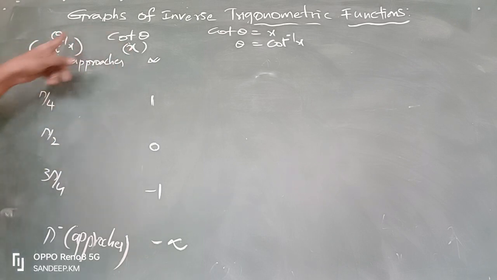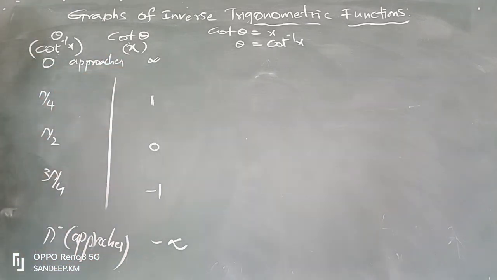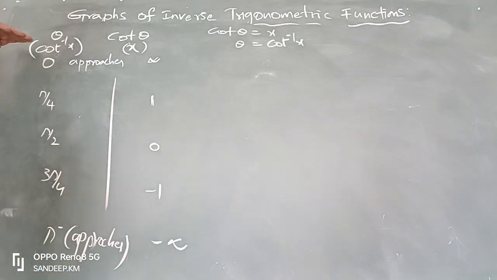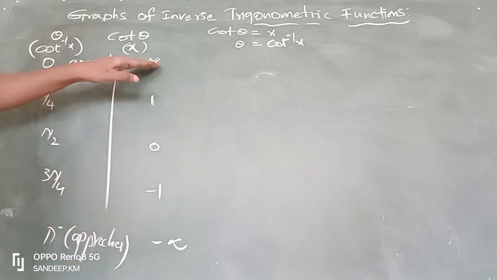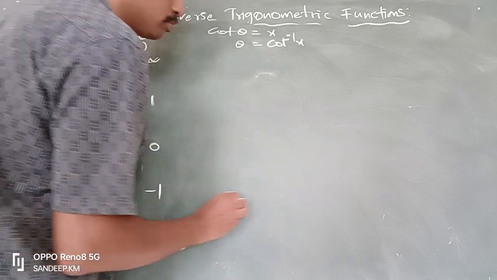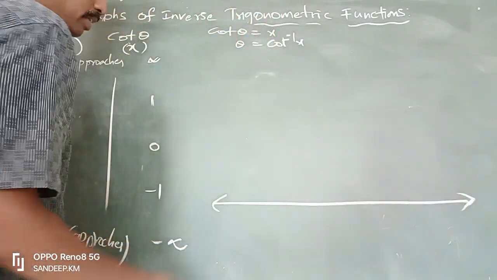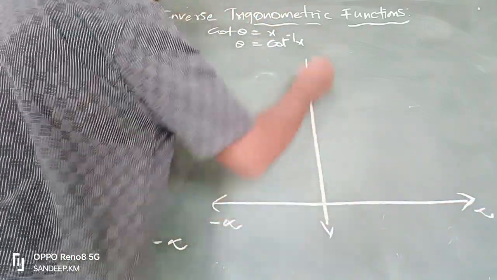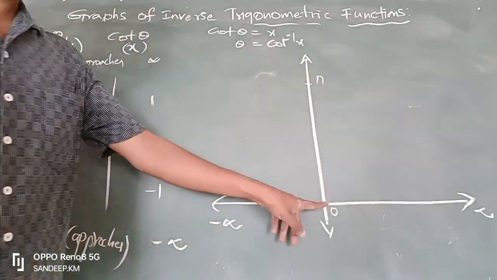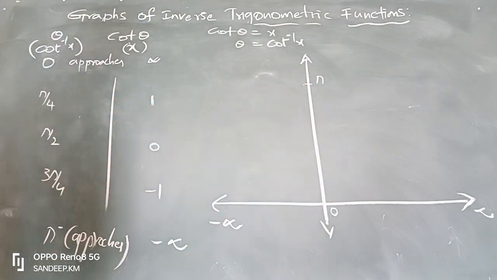The input will be x, the output will be cot inverse x. Now if you draw the graph of it, I hope you are familiar with how to draw the graphs from your previous classes. So input changes from minus infinity to plus infinity, the output changes from 0 to pi. Again, the output cannot be equal to 0, the output cannot be equal to pi, because the output only approaches 0 or pi for cot inverse x.